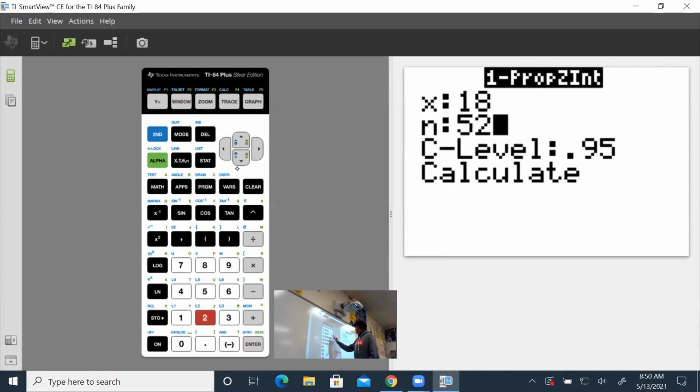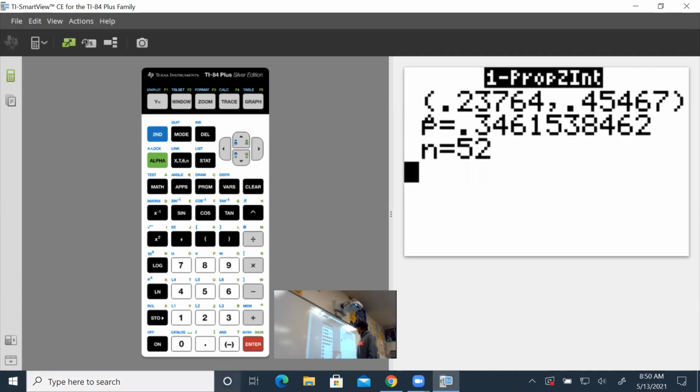And you want 95% confident. It was 90. No, it was 90 that we wanted, 0.90. With that, hit calculate. There it is. Isn't that great that there's a button on the calculator?